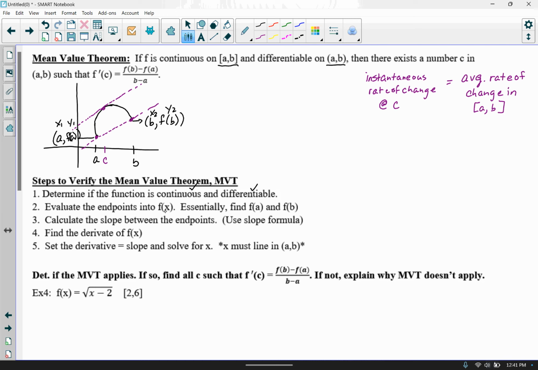You're going to evaluate your endpoints. They do not need to be equal for the mean value theorem, as you can see here from the picture itself. F of a and f of b are definitely not equal to one another. You're going to calculate the slope between the two endpoints, okay, using the classic slope formula. Then you're going to find the derivative of your function and set your derivative equal to your slope and solve for x. X has to be in the open interval, okay? I'll try to remember to do that here. It has to be in that open interval.